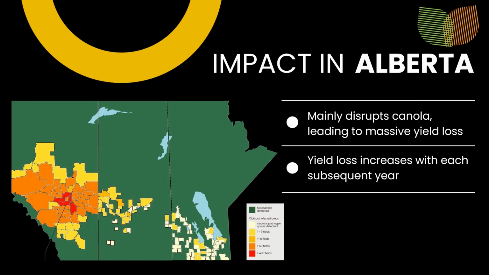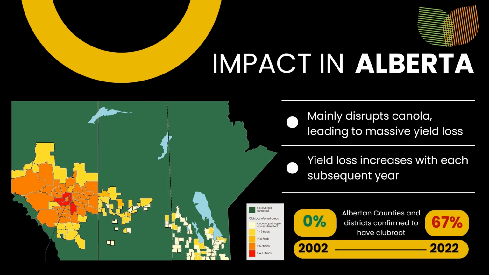Canola or Brassica napus is a common crop in Alberta that falls victim to clubroot infection. Considering that canola farming is so prevalent in our province, clubroot infections result in major yield losses. What's extremely concerning is that 20 years ago, clubroot had a prevalence of 0% in Alberta, and now 67% of our counties and districts are known to be home to clubroot, emphasizing the spreadability of the disease.